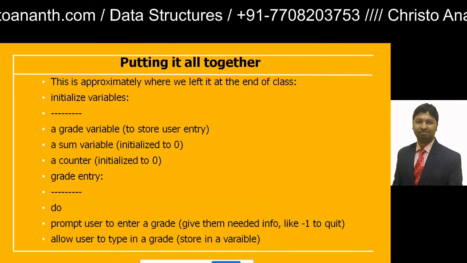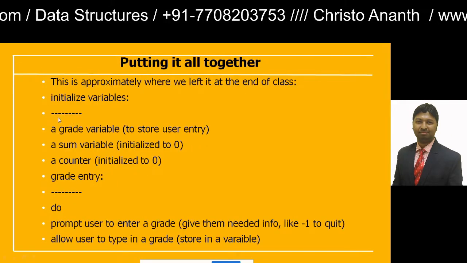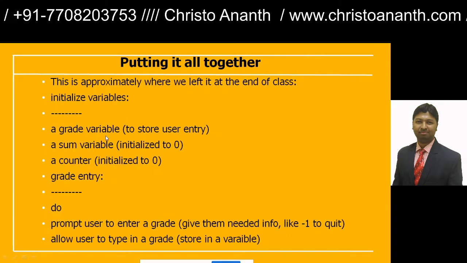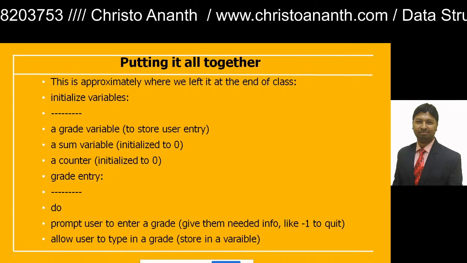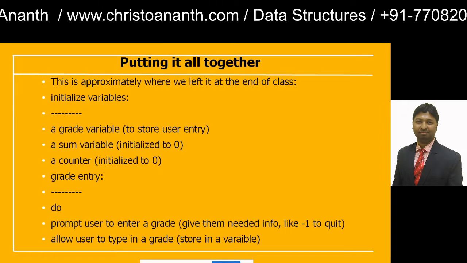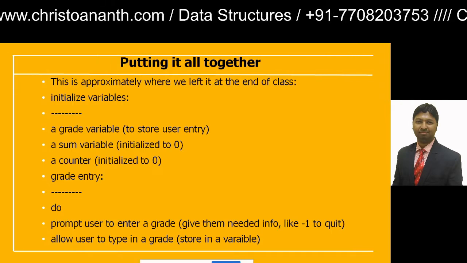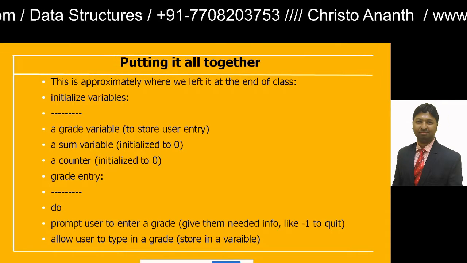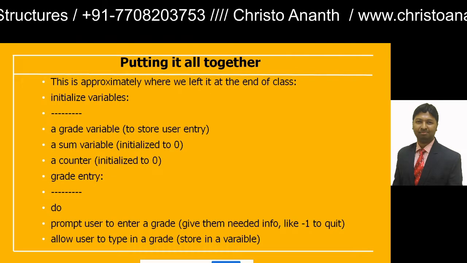So finally, we can summarize in this way. You initialize the variables: a grade variable to store the user entry, and a sum variable, initially 0, which you then compute automatically. You have a counter variable, which adds 1 each time to track the number of grades. It is initialized to 0.